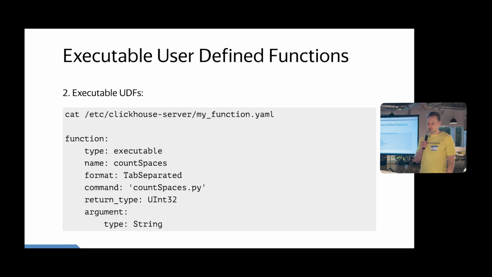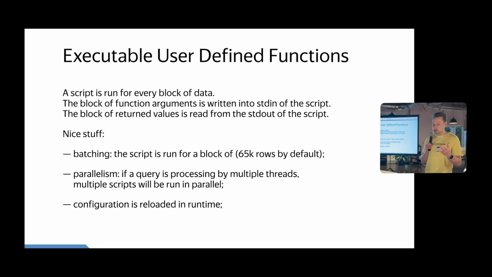You provide the configuration in the server configuration. You define the type of the function, the name, format, the command to run. You place this file inside a special directory named user scripts, and the types of arguments and return values. And it works. The script will run for each block of data, and it will be automatically parallelized.